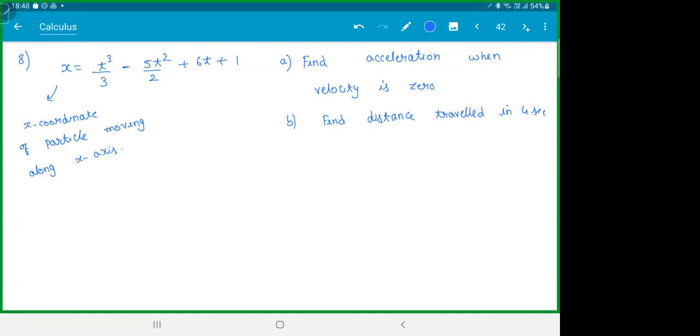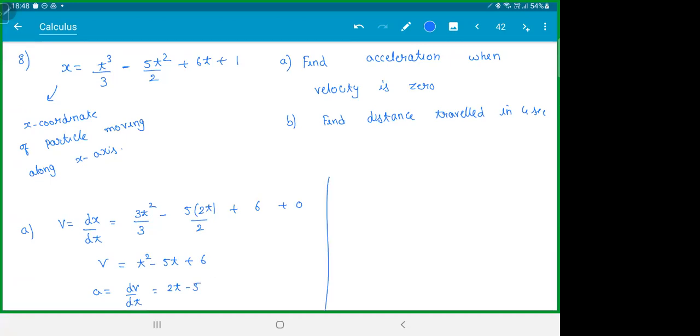So what to do for the first part? What is velocity? Differentiate. This will be the differential of t cube, which is 3t square, by 3. The differential of 5t square is 5 times 2t, by 2. The differential of 6t is 6, and 1 is 0. Like I said, we'll be skipping writing like this later on. You should get used to it by now. This is your velocity. So if I differentiate this again, dv by dt for acceleration, I end up with 2t minus 5.